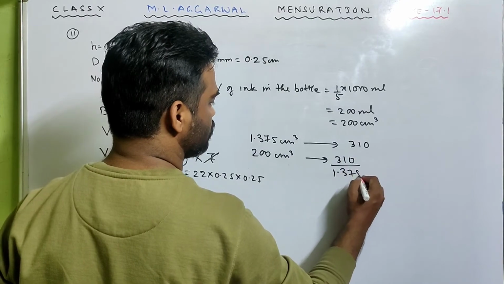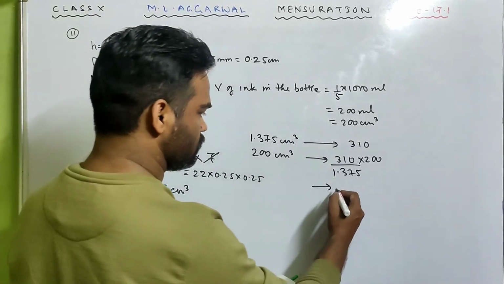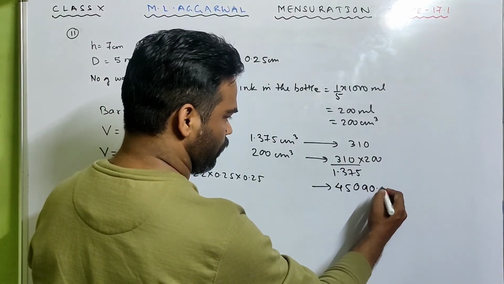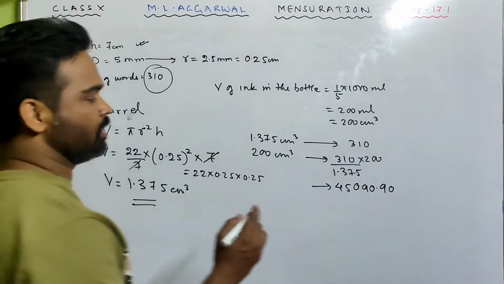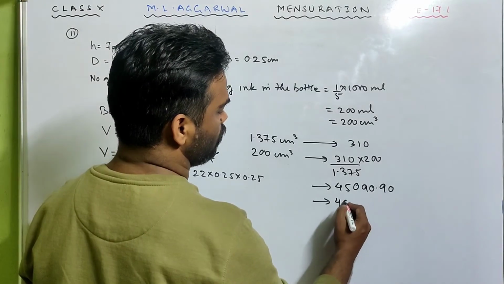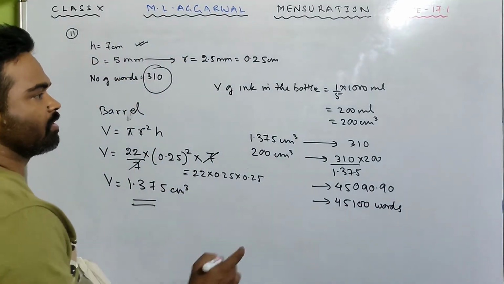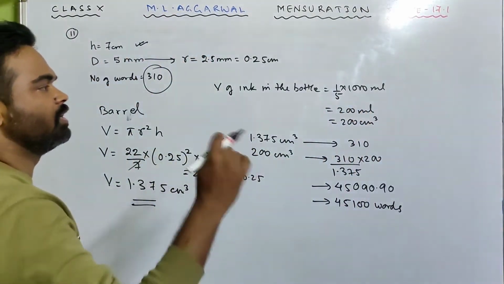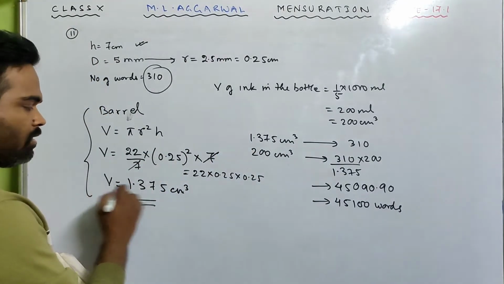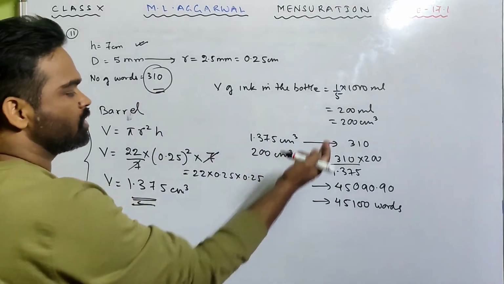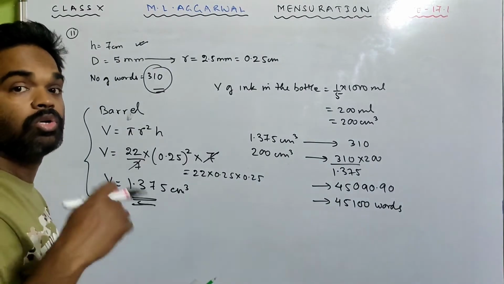310 by 1.375 into 200, which when you solve it, I've already taken out, 45090.90 it's coming. They've told give the answer to the nearest 100 words, which means it will be 45100 words. This much word we can write with 1/5 of a liter of ink. Okay, volume of ink in a barrel, with this much we can write this. So with this much, how many words we can write? Simple. Chalo, we'll do number 12 now.